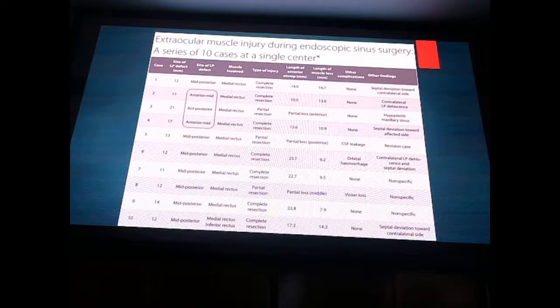The interesting thing is, this is a single center study of 10 medial rectus injuries in Korea, where I was at one point of time. One case stands out where they made a 21 millimeter defect. 21 millimeter means 2.1 centimeters in size. It's a big defect. And you obviously will think, if somebody has made a 2.1 centimeter defect, why did he not stop the minute he saw it? He failed to recognize a hypoplastic maxillary sinus. Okay.